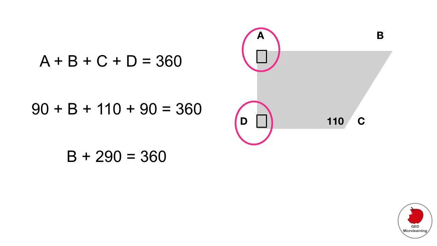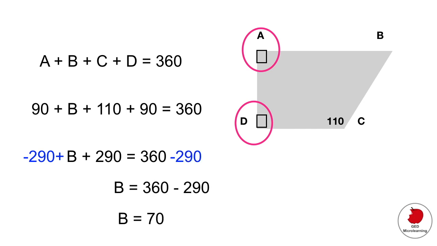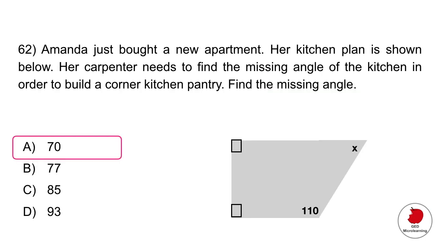All right, and now it's pretty straightforward. All you have to do is solve for x. So in order to isolate the x on the left side, we're going to subtract as always. Do the same thing on the right side. That gives you B is equal to 70, okay, which is option A.